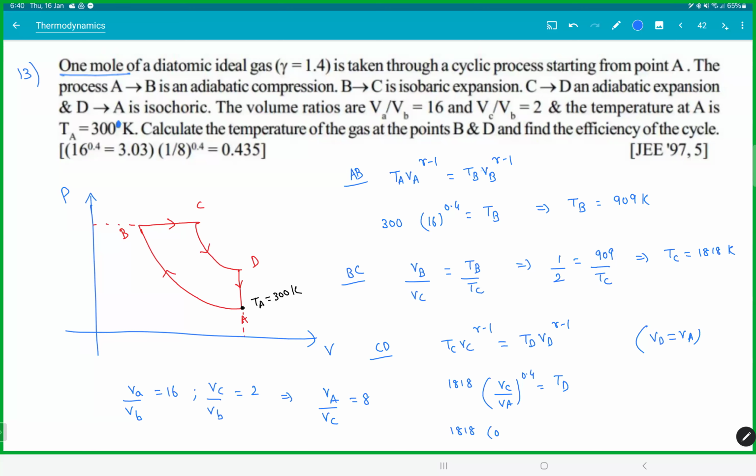So 18 into 0.435. However much that is, you can calculate. 791 K. There, you got all the temperatures. Check your steps. Again, like I said, you should know what process this is, what information is given, use the appropriate formula, get the answers. Clear? Any steps that I didn't get here, please ask.